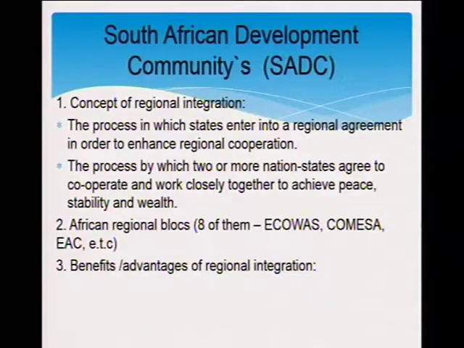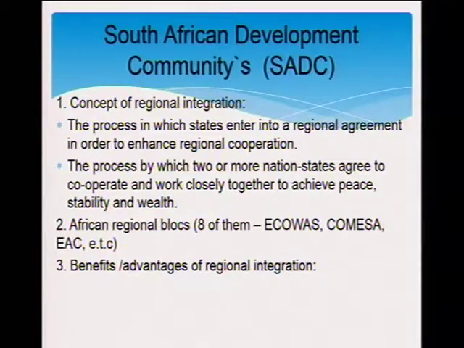The first point is the concept of regional integration. What is regional integration? The process in which states, in this case, another word for states is countries, enter into a regional agreement in order to enhance regional cooperation. Or you can also say that it is the process by which 2 or more nation states agree to cooperate and work closely to achieve peace, stability, and wealth.